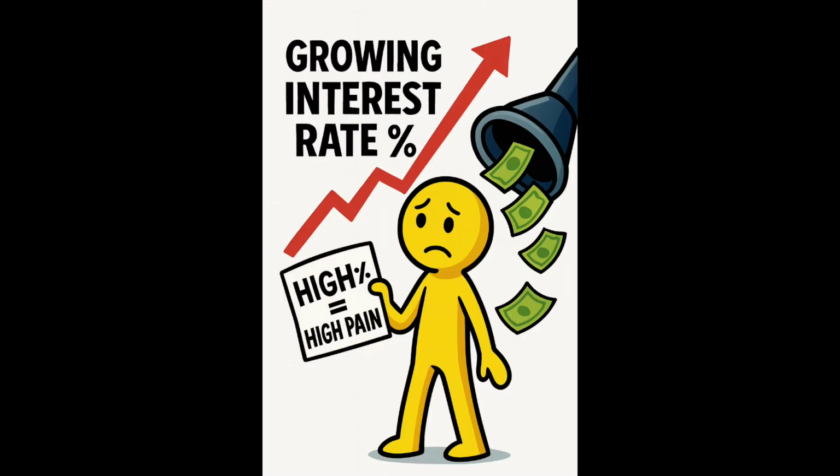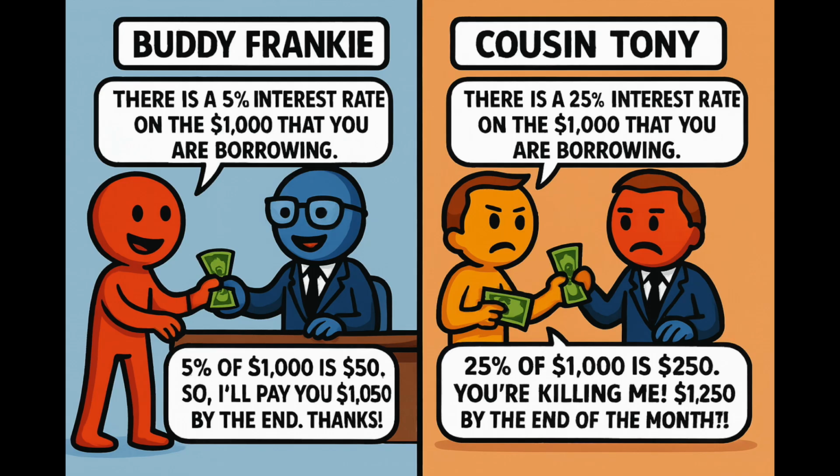The higher that interest rate, the more you owe on top of the principal. More principal equals more pain. Let's say your buddy Frankie borrows $1,000 at 5% interest. He pays back $1,050, no sweat. But your cousin Tony, he borrows the same $1,000 at 25% interest? Yikes. He's paying back $1,250, a whole quarter more than he borrowed. That's the game. The higher the rate, the heavier the hit.